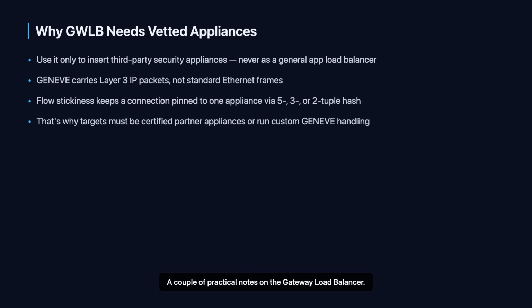A couple of practical notes on the gateway load balancer. Use it only to insert third-party security appliances, never as a general-purpose application load balancer, because you'd just be adding encapsulation overhead for nothing. And here's a subtle depth point. GENEVE carries layer 3 IP packets, not standard Ethernet frames. Flow stickiness keeps each connection pinned to a single appliance using a 5, 3, or 2-tuple hash, so inspection stays consistent for the life of a flow. That's also why your appliances need to be certified partner software or run custom GENEVE handling. You can't just spin up any Linux box as a target.